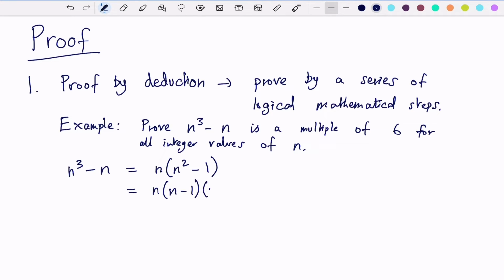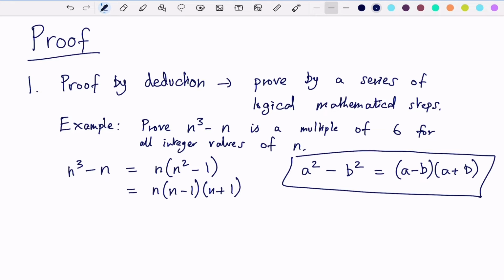And then we can use a further trick that n squared minus 1 is equal to n minus 1 times n plus 1. So this is using the difference of 2 squares. Put the formula up on screen. That's knowing that a squared minus b squared is equal to a minus b, a plus b. Don't forget that trick because that comes up all the time. It's super useful to know.